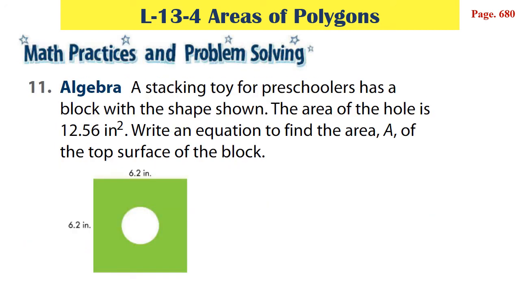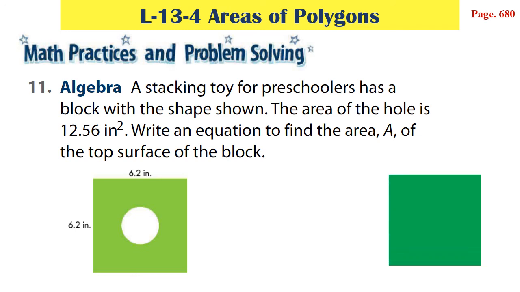Alright dear students. Tell me the answer for question number 11 now. A stacking toy for preschoolers has a block with the shape shown. The area of the whole is 12.56 square inches. Write an equation to find the area. Great. Area of the top surface of the block. A equals 6.2 multiply 6.2 subtract.